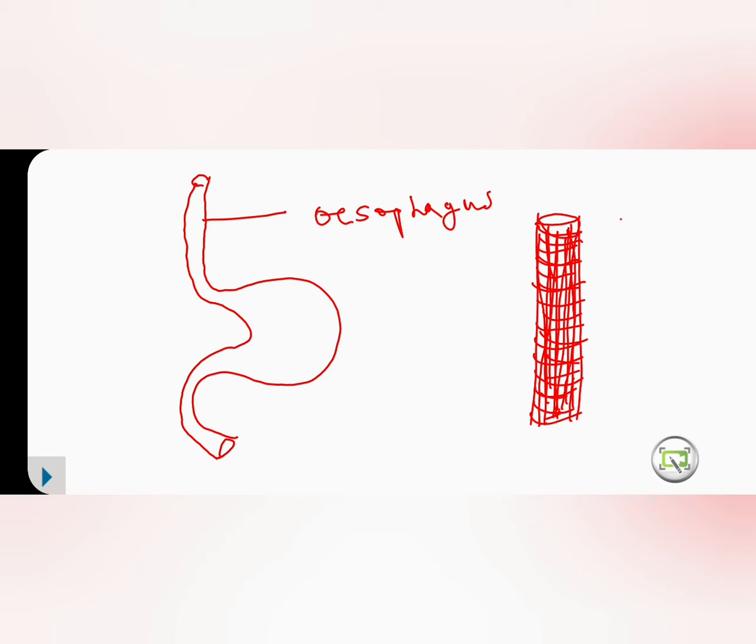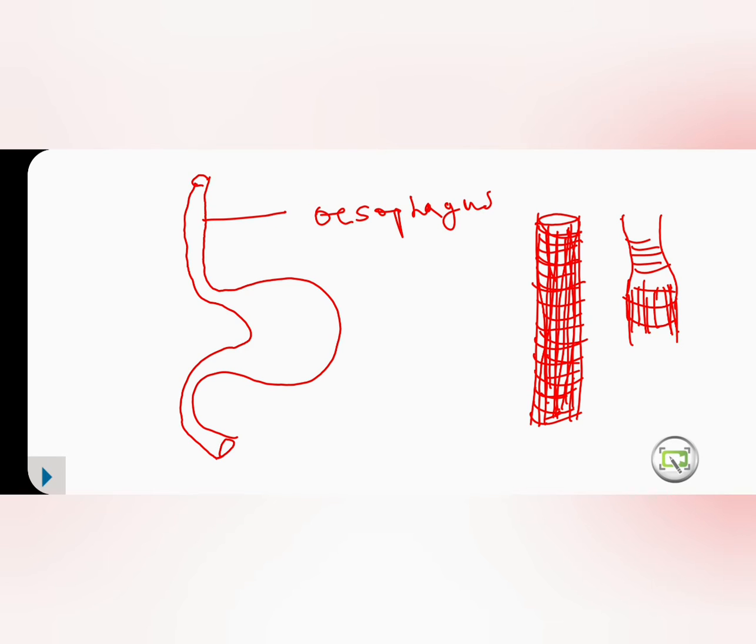The circumference of the esophagus would be decreased like this. If the longitudinal muscles are contracted, slightly the length of the esophagus will be decreased and the circumference will be increased. It will be widened a little. So contraction of the circular muscles narrows the esophagus, whereas the contraction of the longitudinal muscles widens the esophagus.